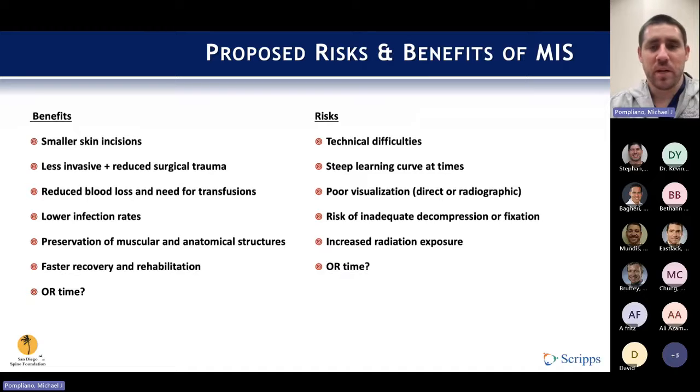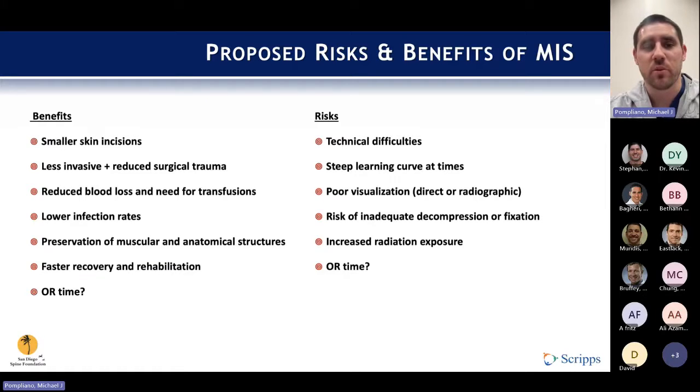So the big thing with MIS is to understand different doesn't always mean good. So what is the benefit of this new technique over the last 10, 15 years as more research starts to come out about it? The benefits are pretty clear. I think we all know smaller skin incisions, less invasive, means less tissue trauma, reduced surgical trauma. Typically, the larger posterior midline incisions can have a lot of trauma associated with that, which we'll get into shortly. You can have less blood loss, meaning less transfusions and possibly less infection rates secondary to that. And you can also have preservation of the anatomic structures, faster recovery time and rehabilitation, as well as less pain.